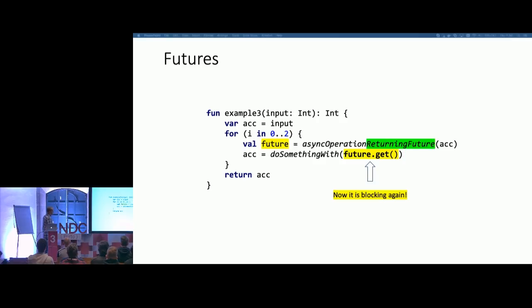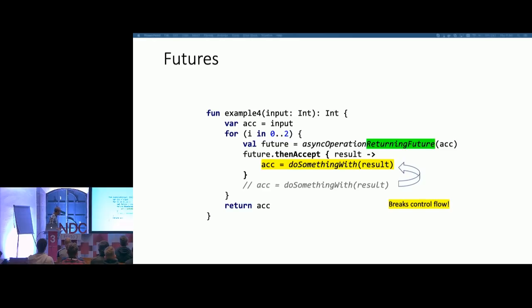Okay, so we can try to use a different thing. For instance, in Java, we have combinators that allow me to define a callback when the value is available. In the case of Java and the futures it is thenAccept. If it was in JavaScript, it will be then. If it was in .NET, it will be ContinueWith. So, okay, I do that.